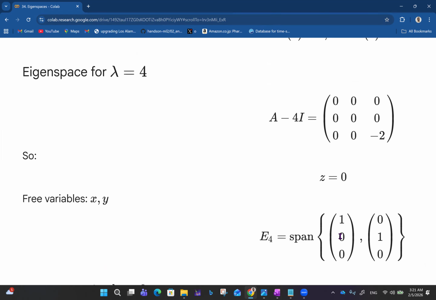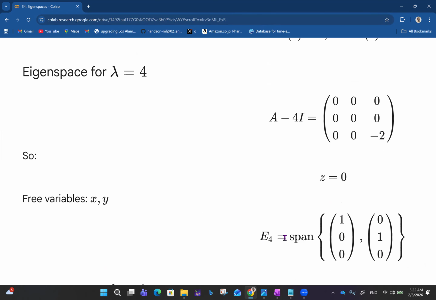You can have x to be 1 and y is 0. You can have x to be 0 and y is 1, but z is fixed from what is here. That's because you are going to have minus 2z equals 0. So that means clearly z is automatically 0. So you have two free variables, x and y, because only the third column has a pivot. The first two don't have pivots. So for those variables you can pick any free values.